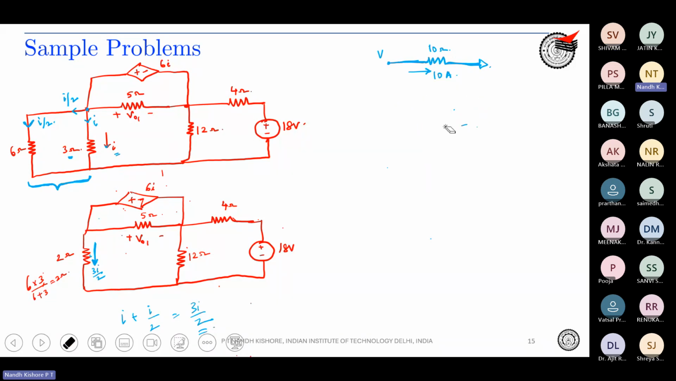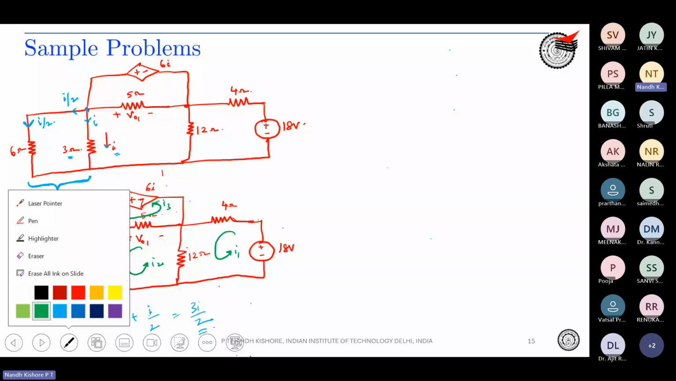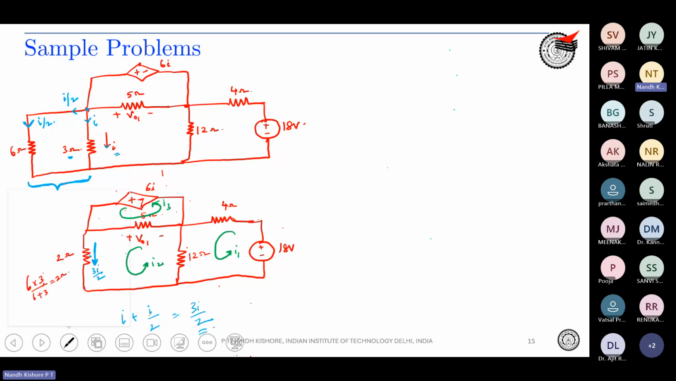So just erase this stuff off. Now we can go ahead and apply our usual mesh analysis, right? Just consider 3 currents for our case. Let's call this I1, this I2, and this I3. We have 3 currents, 3 loops. So it should be just a system of 3 equations with 3 unknowns, which can be easily solved. So for mesh 1, what can you write?